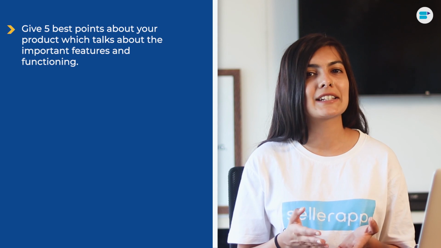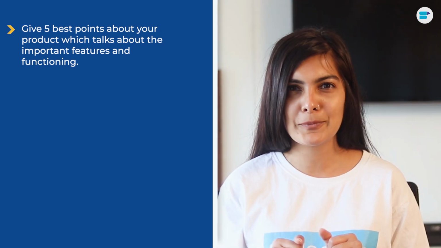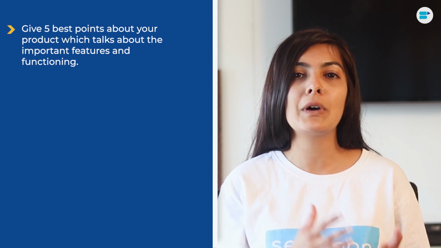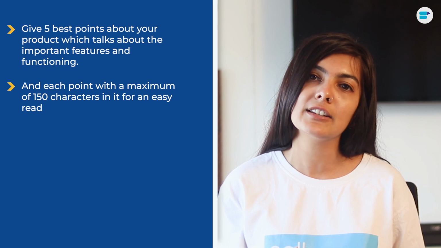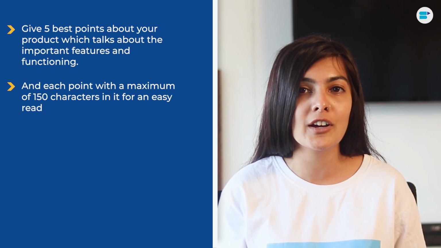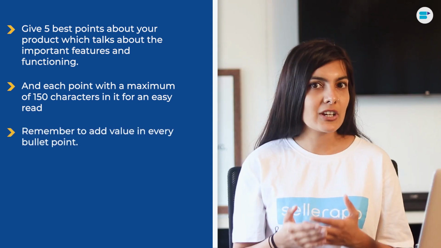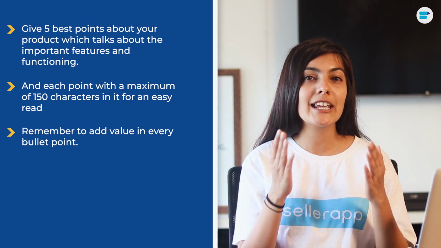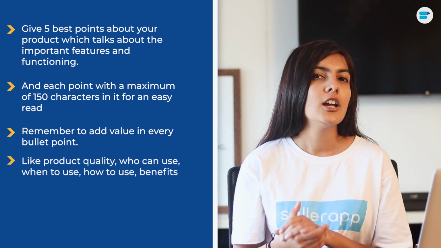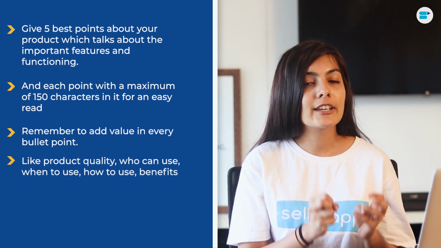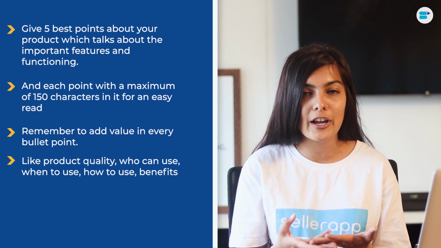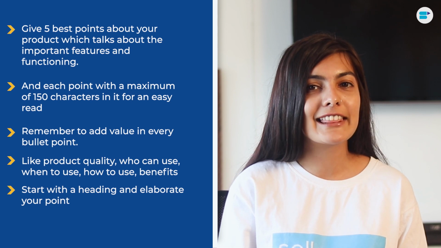Now let's explore best practices of writing bullet points. Give 5 best points about your product that talk about the most important features and functions. You can have up to 150 characters for an easy read. Reduce complexity while framing sentences, do not overstuff keywords and bore your customers. Remember to add value in every bullet point and make sure each bullet point talks about something that the customers are looking for and are interested in. You can talk about product quality, who can use it, when to use, how to use, and any benefits associated with your product. You can start each bullet point with a heading and then elaborate on it.